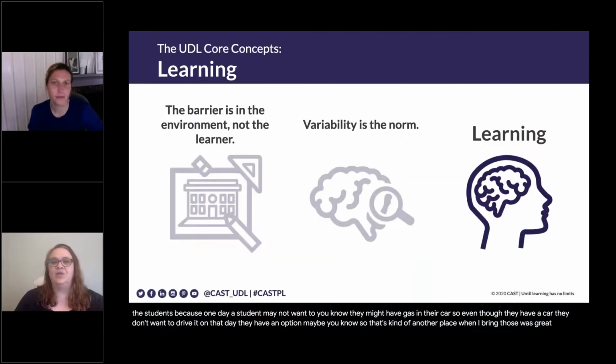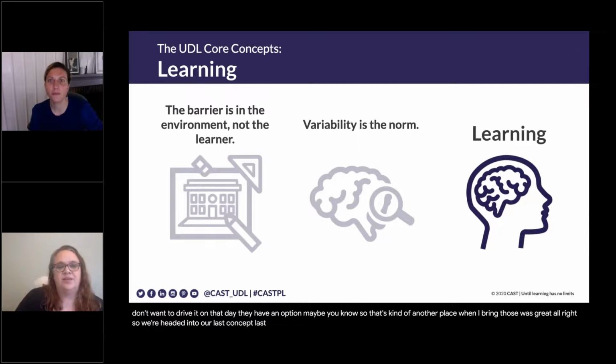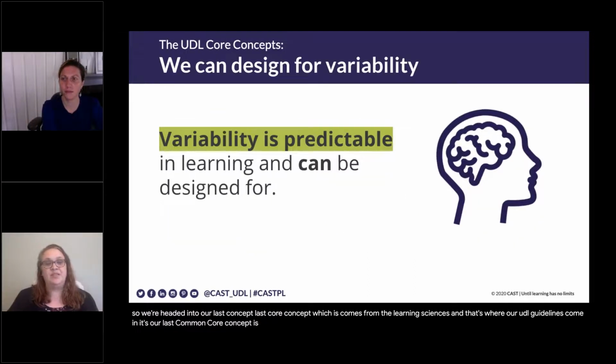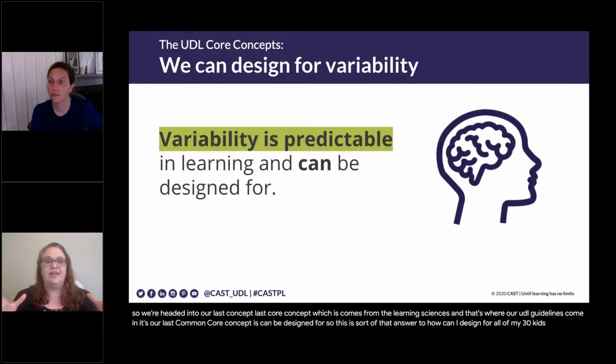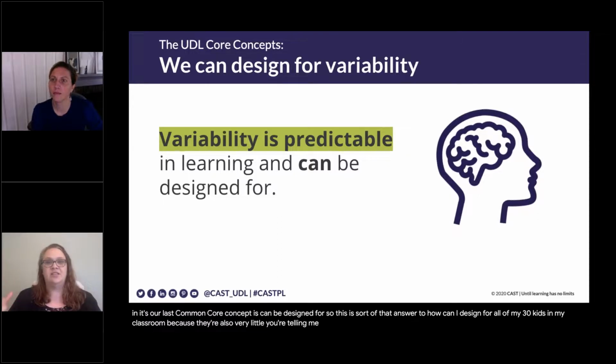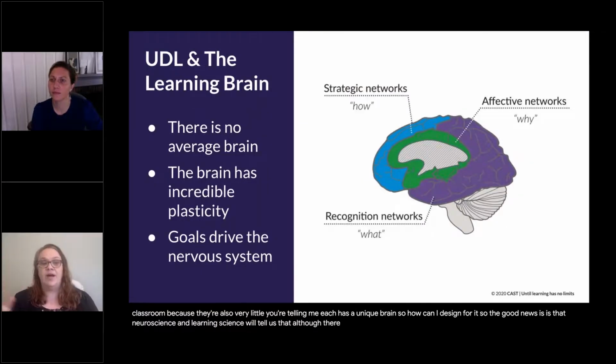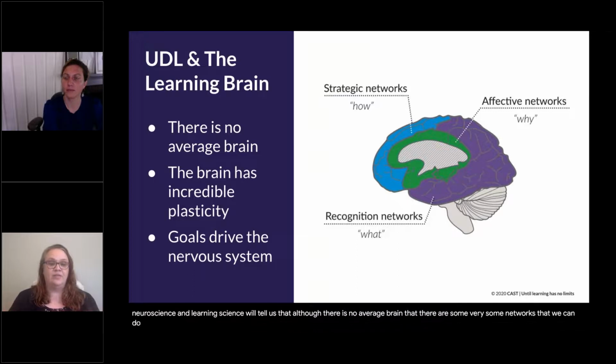Great. All right, so we're heading into our last core concept, which comes from the learning sciences, and that's where our UDL guidelines come in. Our last core concept is that variability is predictable in learning and can be designed for. This is sort of the answer to how can I design for all of my 30 kids in my classroom, because they're also variable. You're telling me each has a unique brain, so how can I design for it? The good news is that neuroscience and learning science tell us that although there is no average brain, there are some networks that we can design for and some specific ways in which variability fits into the brain.